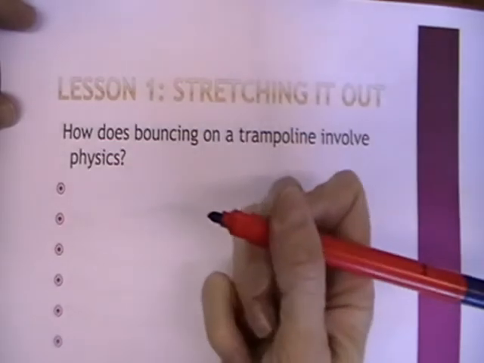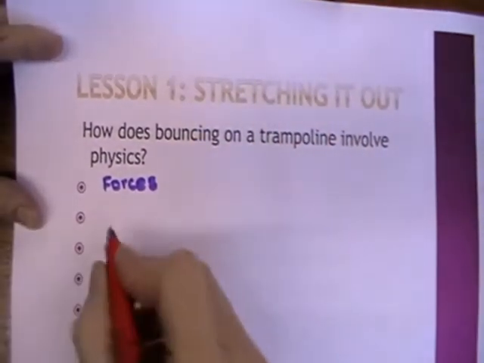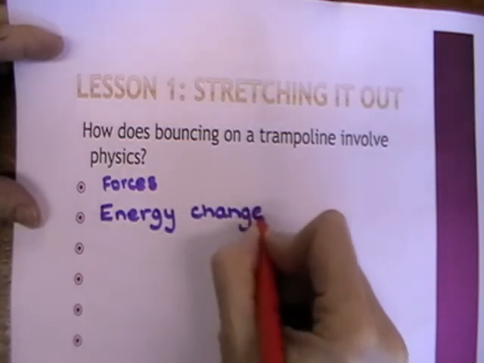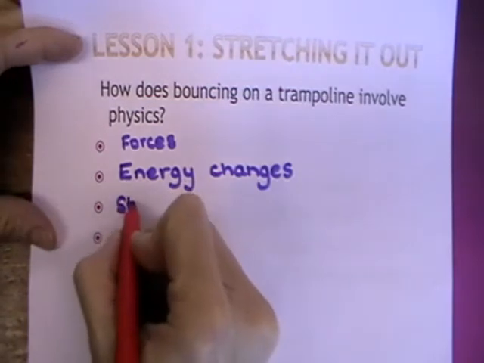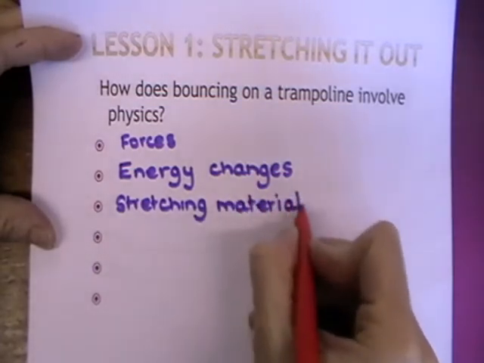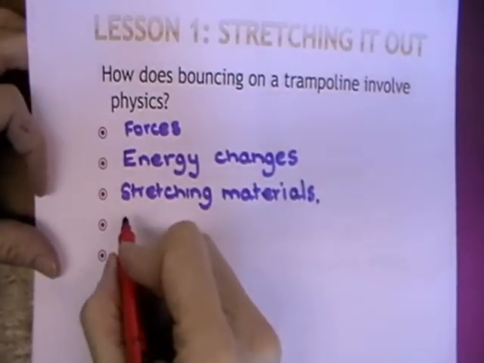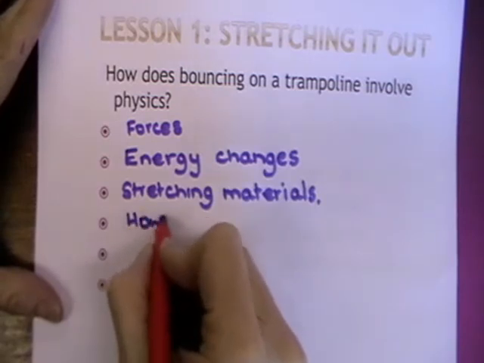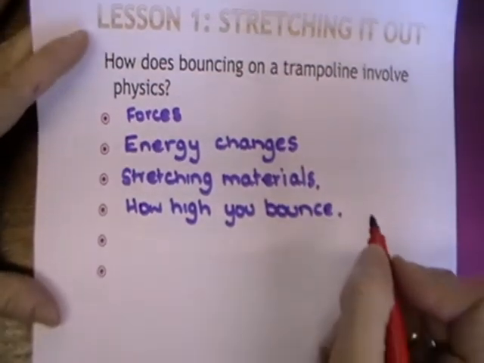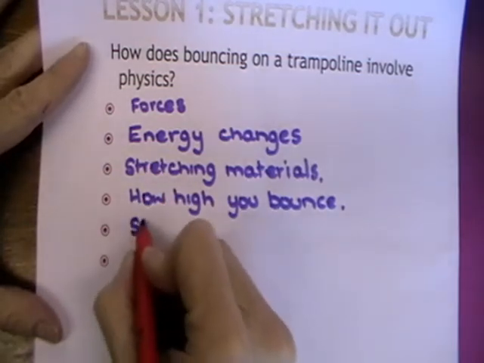So you did a little brainstorm and we came up with a few things. We know that there are forces involved. We also know that there are energy changes involved. You know that materials are being stretched. You may also know that how hard you hit the trampoline will affect how high you can bounce. And you know that your stability, how stable you are, depends on the way that you hit the trampoline and what part of your body hits the trampoline.